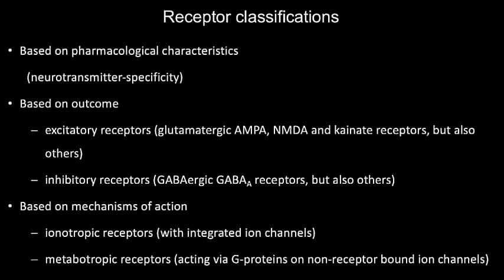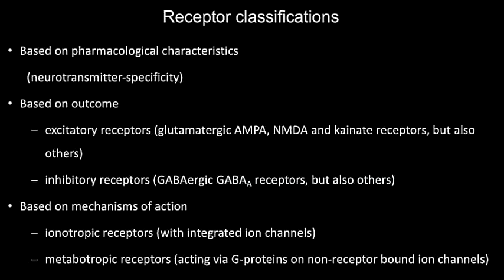Excitatory receptors are, for instance, the glutamatergic AMPA, NMDA and kainate receptors, but also many other receptors. Inhibitory receptors are the GABAergic GABA-A receptors, but also many other receptors are inhibitory. And the third type of receptor classification is based on the mechanism of action.